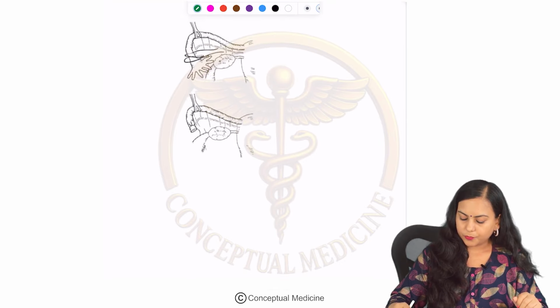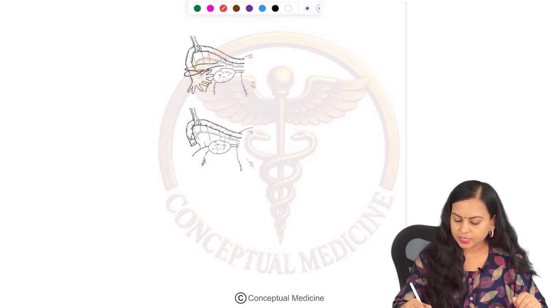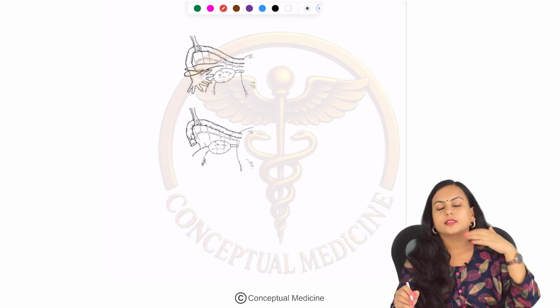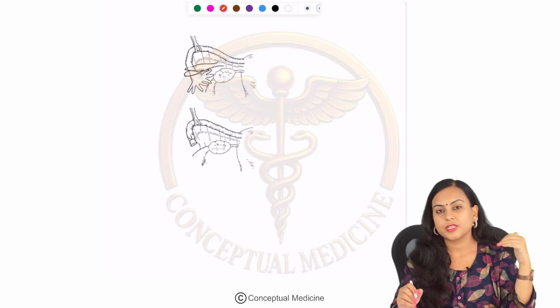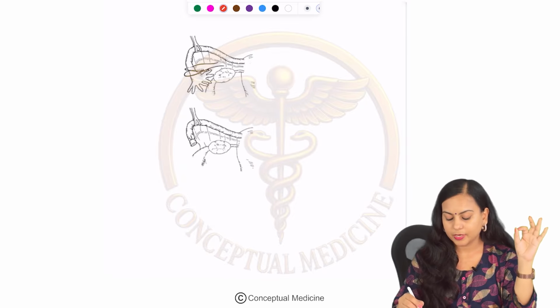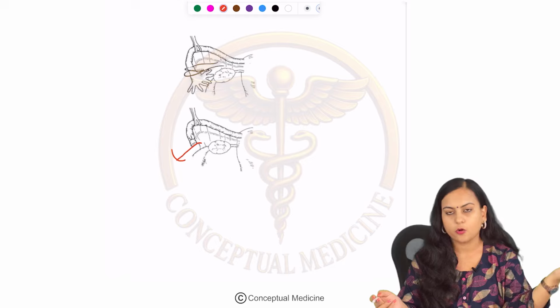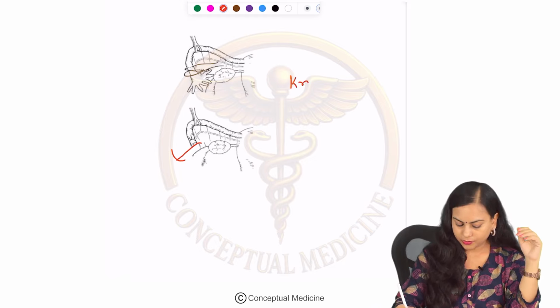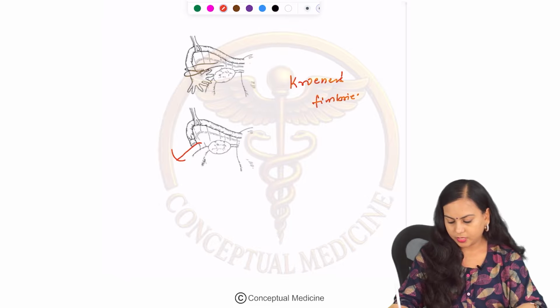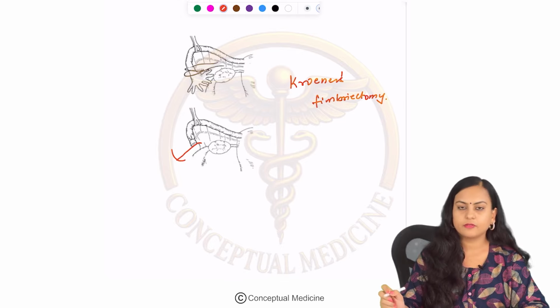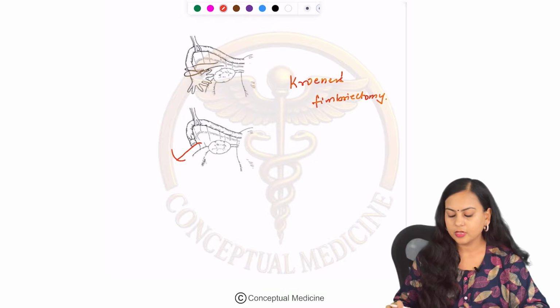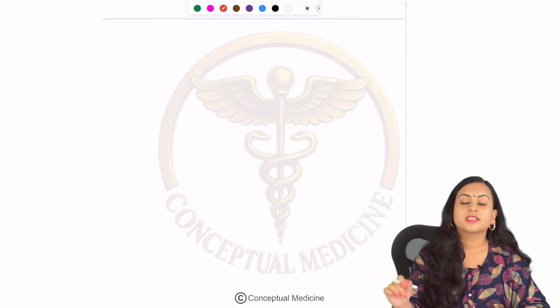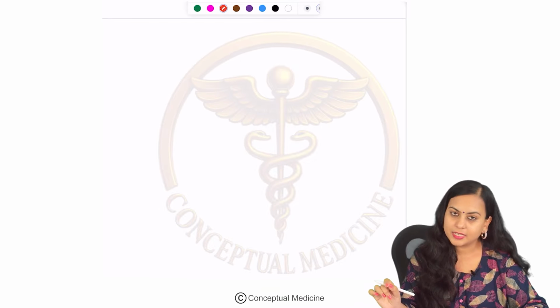Now in this method, repeating once again, if you see, they have done nothing but take the fimbria out. So this is Kroner's fimbriectomy technique. Clear? So these are the permanent methods of female sterilization.